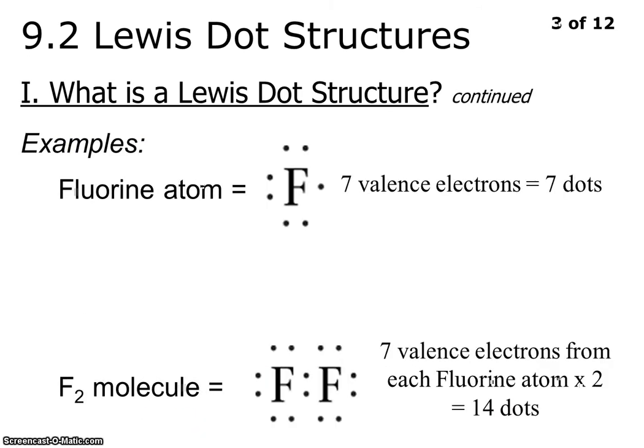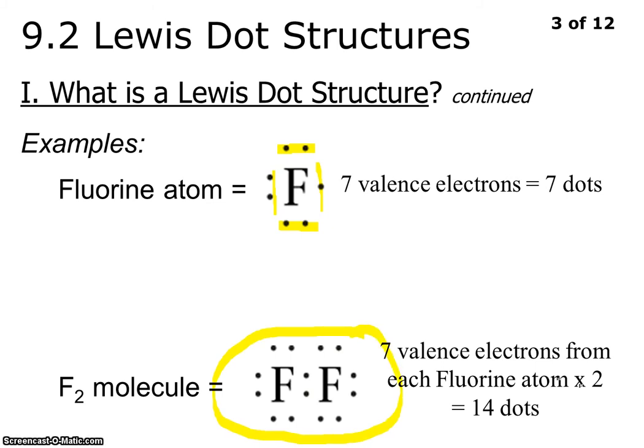For example, a fluorine atom has 7 valence electrons, which means we're going to put 7 dots, and we arrange these dots into pairs around the north, south, east, and west sides of an atom. If we had 2 fluorine atoms, they're going to come together to make an F2 molecule. This is the F2 molecule.